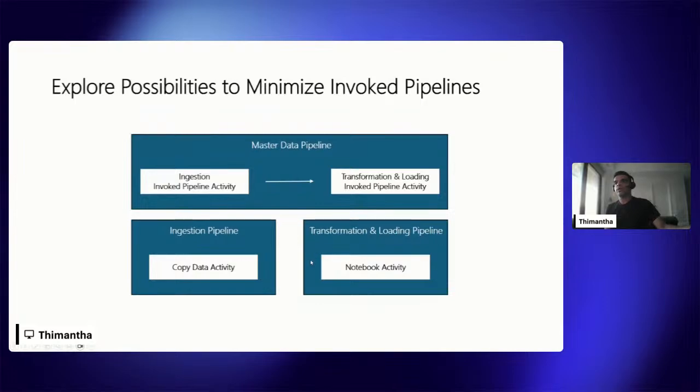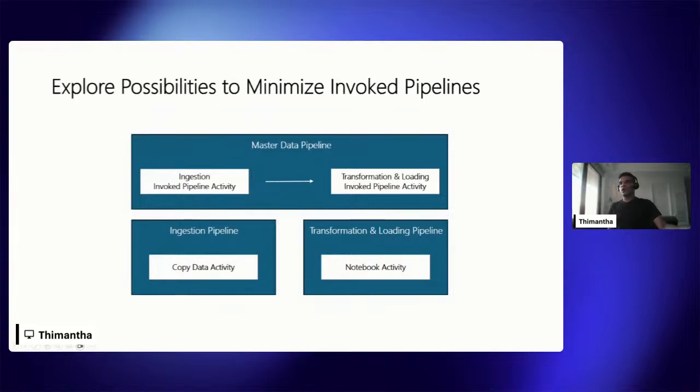For that, let's say you have a separate pipeline that has a notebook in it with a notebook activity. The notebook is going to run and do the transformations and load the data as required, right? Now, in this approach, we have three pipelines: master data pipeline, ingestion pipeline, transformation and loading pipeline, right? Ingestion and the transformation and loading pipelines are invoked into the master data pipeline, right?